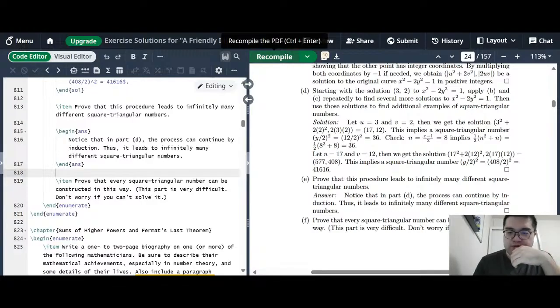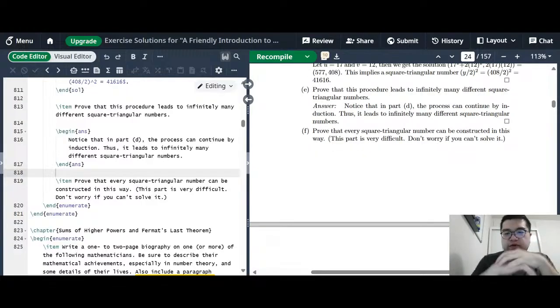All right, great. Now, part F, which is the last part. Prove that every square triangular number can be constructed in this way. This part is very difficult. Don't worry if you cannot solve it. So, excuse me.